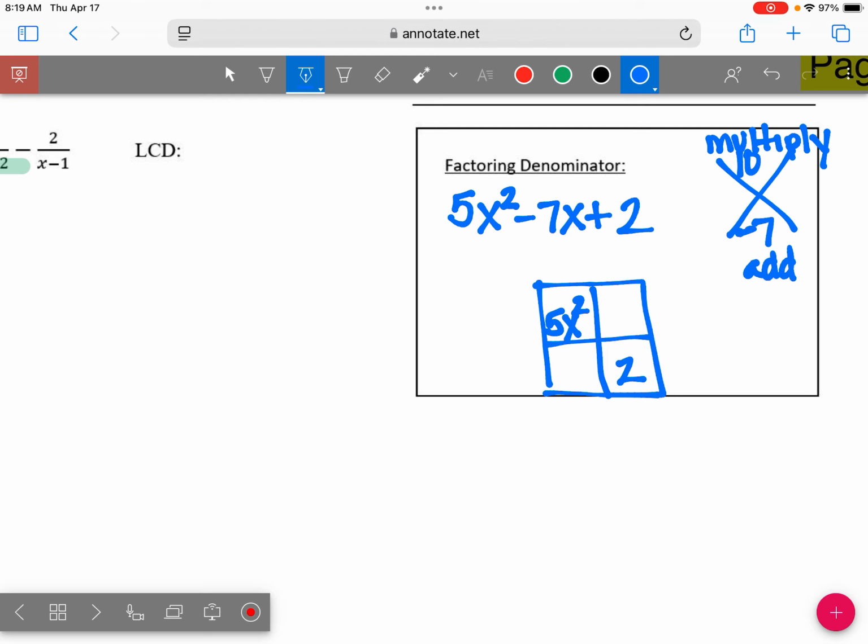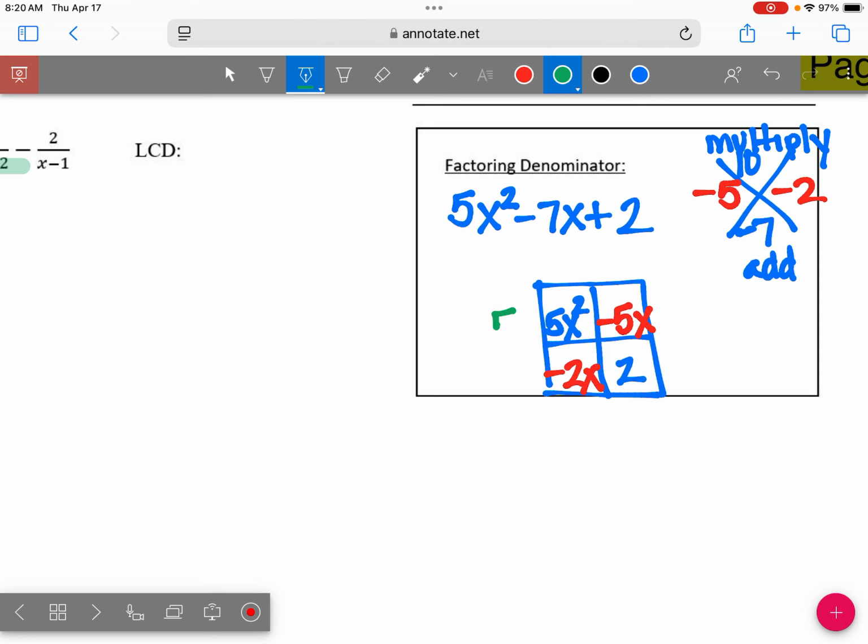So we know both numbers have to be negative. That's the only way to get a +10 and a -7. So we would have to use -5 and -2. So I'm going to put a -5x in one and a -2x in the other. So we're ready to take out our GCFs.